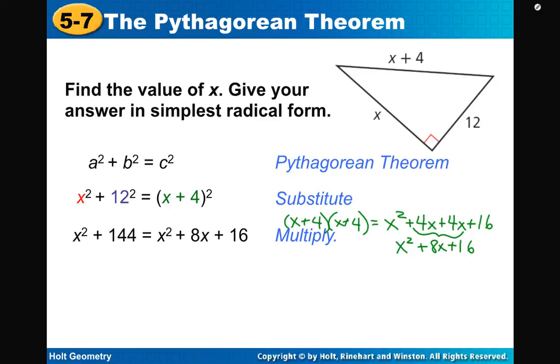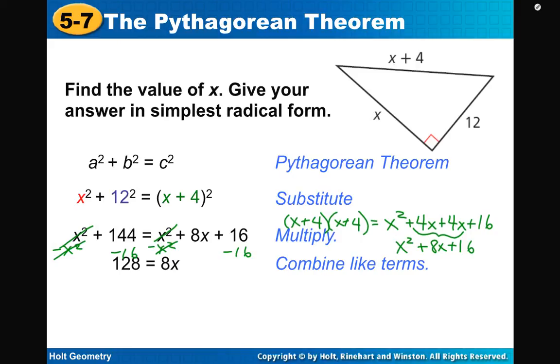Now combine like terms, so let's get all the x squareds on one side. I would subtract x squared from each side. Notice what happens. X squared is going to subtract out on the left and on the right. So you no longer have those variables. I'd probably subtract 16 from each side so that I can get all the numbers on the left and all the variables on the right. Now divide. We get x to be 16. If you need to, be sure you pause it so you can finish those notes.